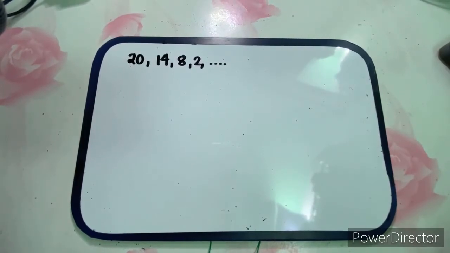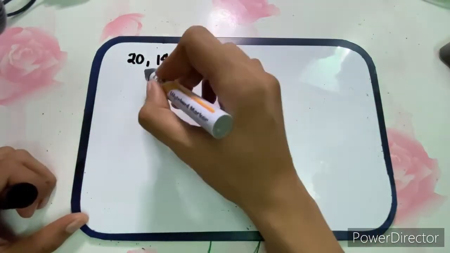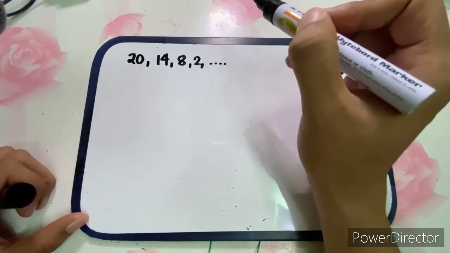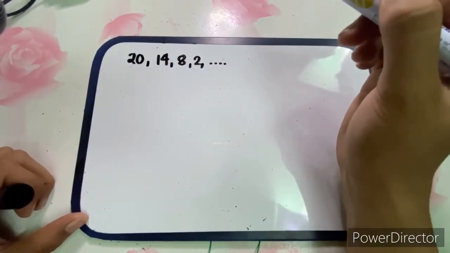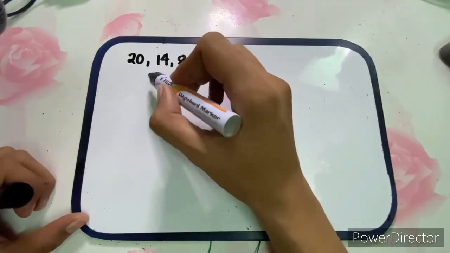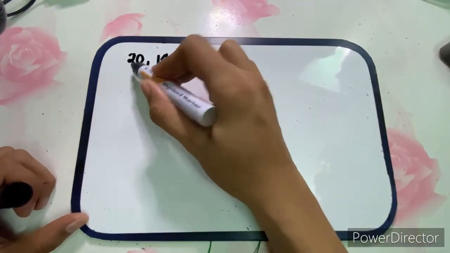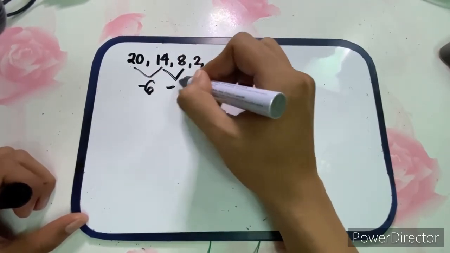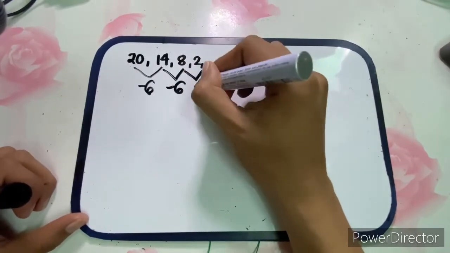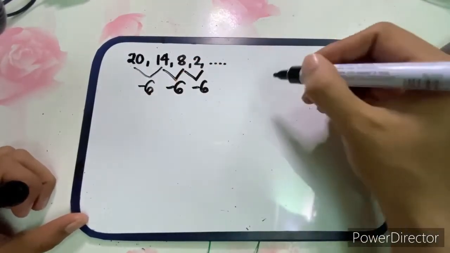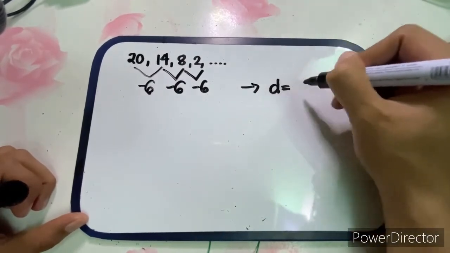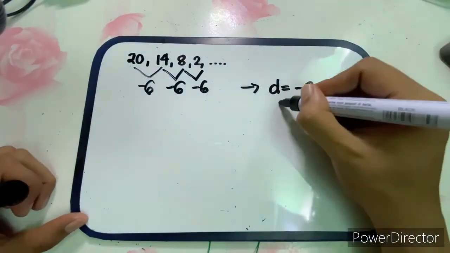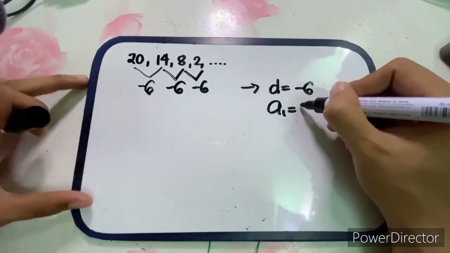Okay, we have the second example. We have the arithmetic sequence 20, 14, 8, and 2. The first thing to do is you need to determine the common difference, okay? So 14 minus 20, that's negative 6. Let's check. 8 minus 14, negative 6. 2 minus 8, negative 6. So our d here is negative 6, and our a sub 1 is 20.